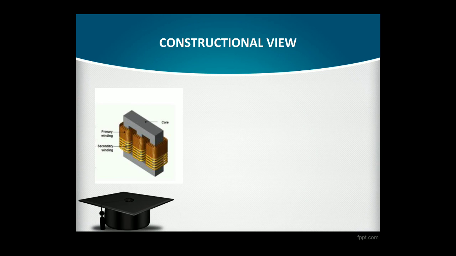So before the deep study, we have to analyze the constructional view. You can see here the constructional view of the core of a transformer. It is a three-phase transformer core. If it is a single-phase transformer, then there are two limbs. You can see here, this is a limb. In the case of a three-phase transformer, there are three limbs.